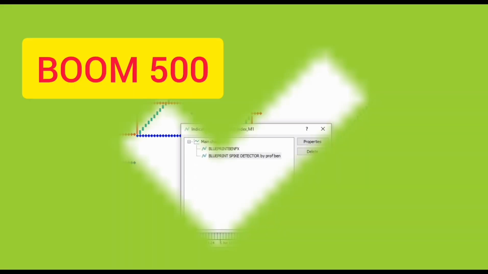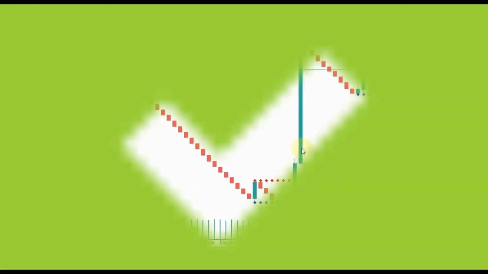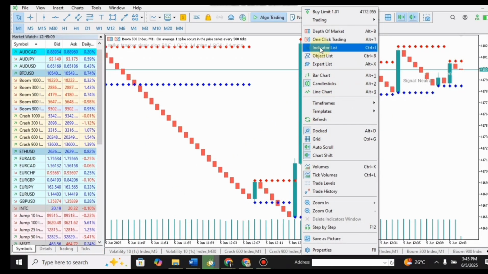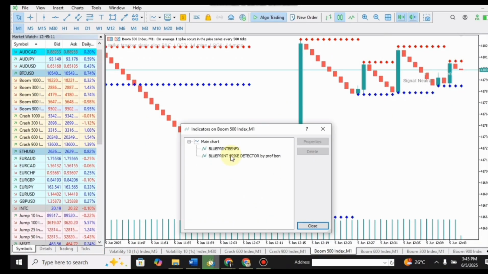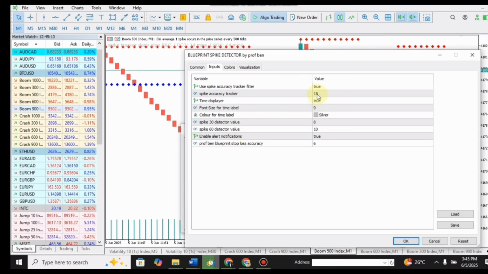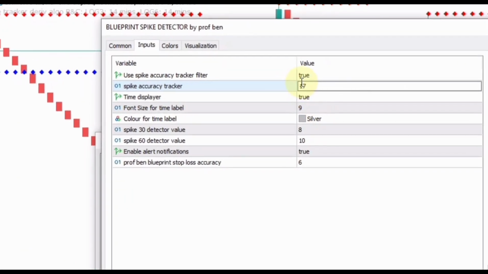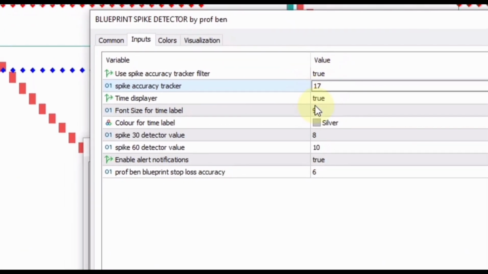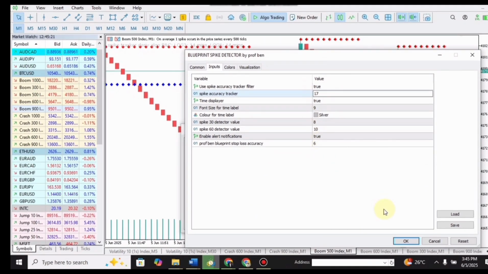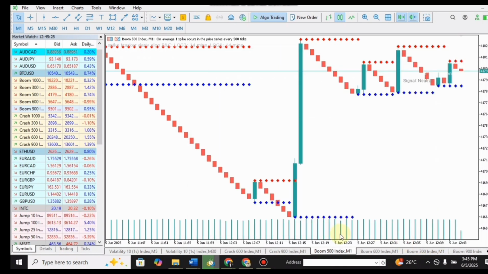And the next market is Boom 500. Remember, with the correct settings, you always have an increased win rate. So on Boom 500, the setting that you change is the spike value to 17. Everything else remains the same. Stop loss accuracy remains at 6. And the maximum stop loss for this trade is 17 candles before the spike happens.